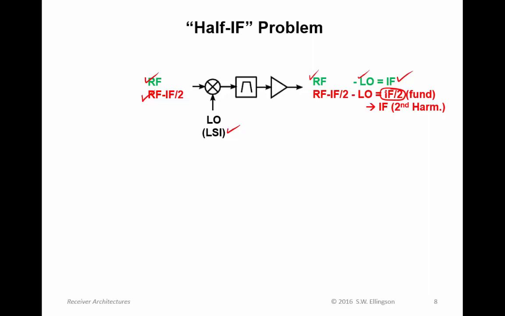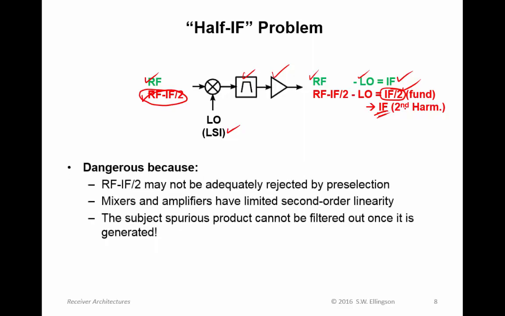However, if we have limited second order linearity, then we will get a second harmonic associated with that signal, and the second harmonic ends up at the IF frequency. So the half IF problem is that there are signals at this frequency which, because of the limited linearity of these stages, results in a signal overlapping the desired signal. So this is dangerous because it may be too hard to get RF minus IF divided by 2 adequately rejected by preselection. It's also dangerous because mixers and amplifiers have limited second order linearity.